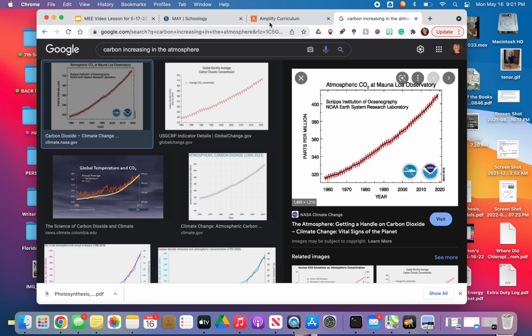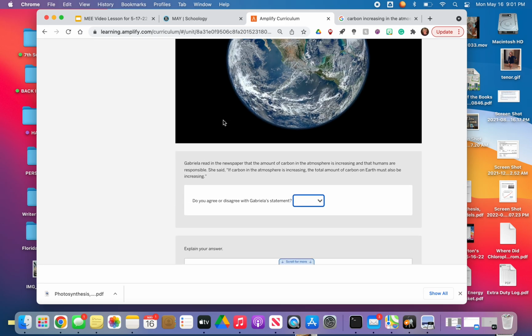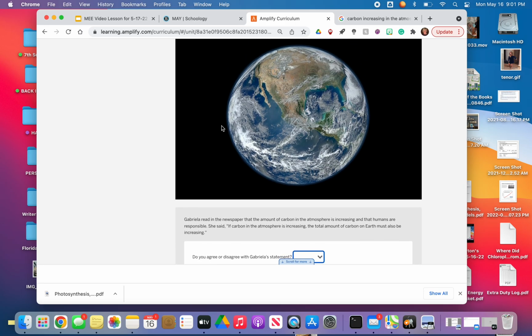When Gabriella was talking about her statement that if the carbon in the atmosphere is increasing, the total amount of carbon on Earth must also be increasing, it's not a far-fetched idea. Listen, here's the deal. There's a lot of controversy when we talk about global warming. There's a lot of controversy about whether it's actually happening. Are scientists really giving all the facts? Are they just isolating certain things? What's going on? And regardless of what side of the argument you're on, you cannot deny that there is more carbon in the atmosphere.